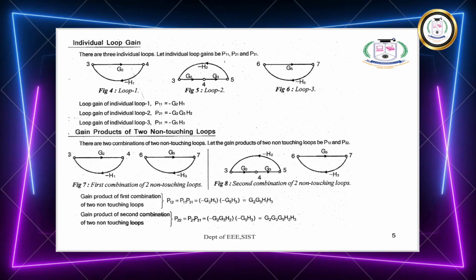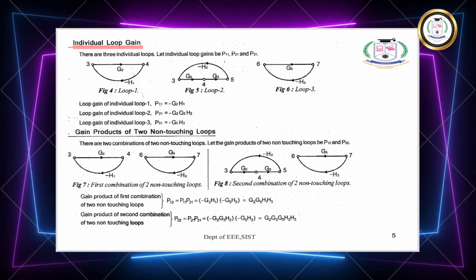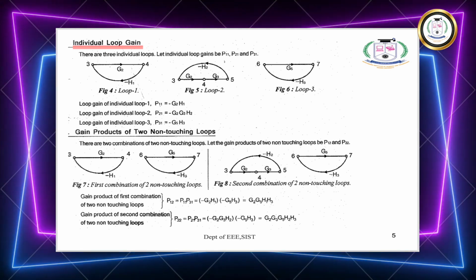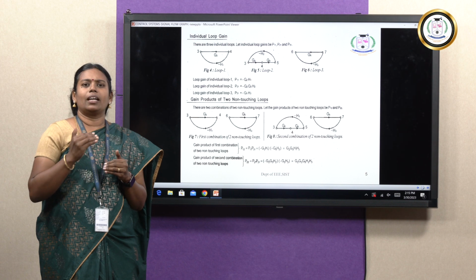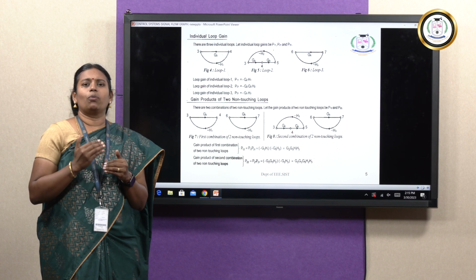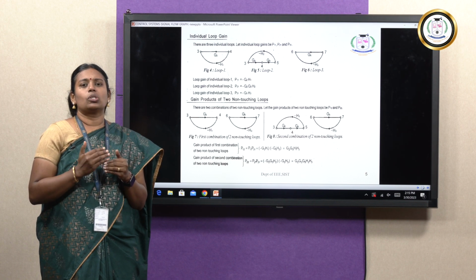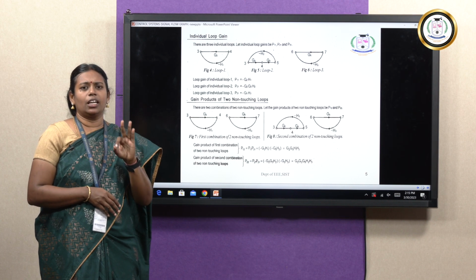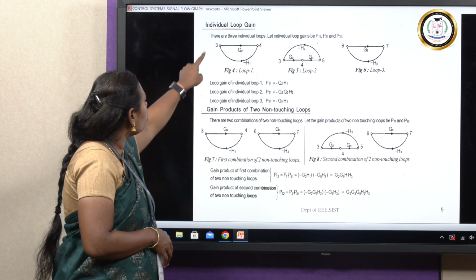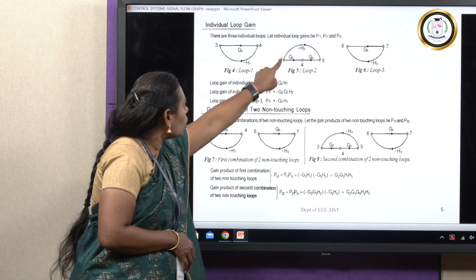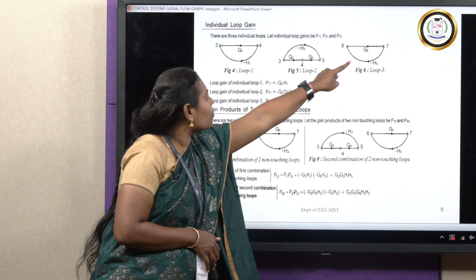The second step is the individual loop gains. So you should know what is meant by a loop. A loop means the signal starts at one node and ends at the same node. Then that will be considered as a loop. So in this problem, we have three individual loops. This is one loop, 3 to 4 is one loop, then 3, 4, 5 is one loop, and the third loop is 6 and 7.